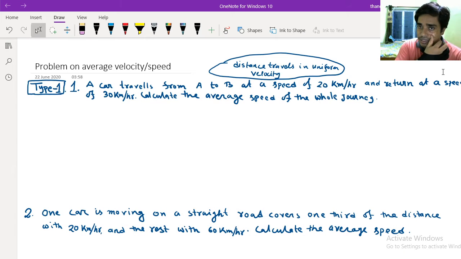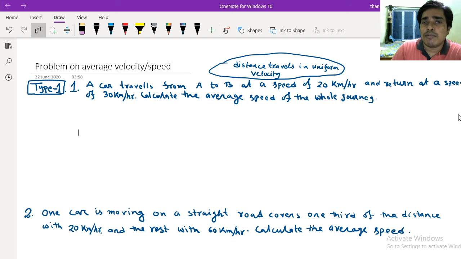Hello students, today we will discuss average velocity or average speed. Here I have discussed 5 types of problems related to average velocity. If you watch this total lecture, then you will be able to answer any type of question related to average velocity or average speed in your competition exams like NEET, JEE, and your board exam. Here is type number 1.